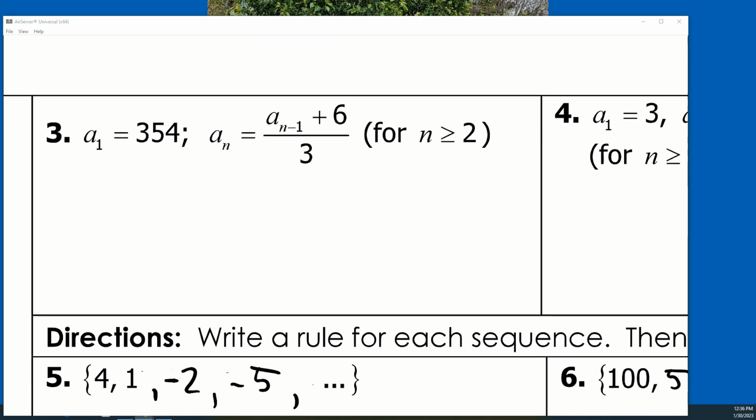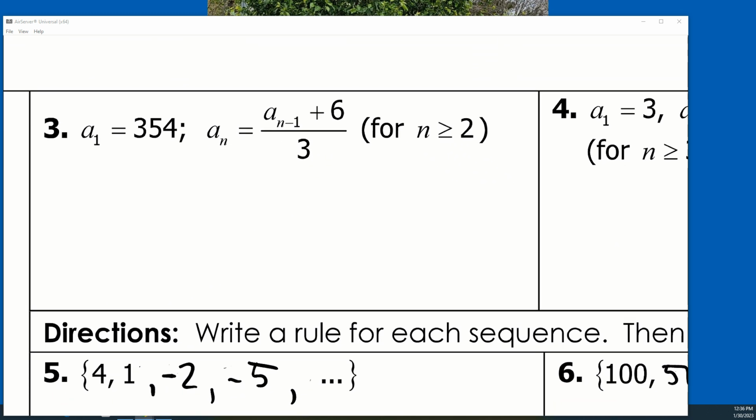All right, so let's look at number 3. This one's kind of complicated, but we know the first term is 354. So to find the next one, we're going to take 354, add 6 to it, so that's 360, and then divide by 3. Should be 120.